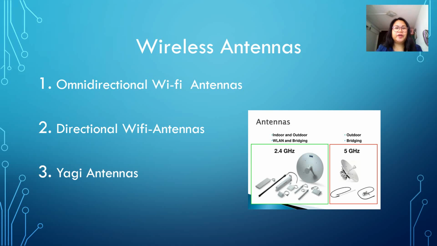While directional Wi-Fi antennas focus the radio in a given direction, which enhances the signal to and from the AP in the direction the antenna is pointing. While the Yagi antenna is a type of directional antenna that can be used for long-distance Wi-Fi networking.